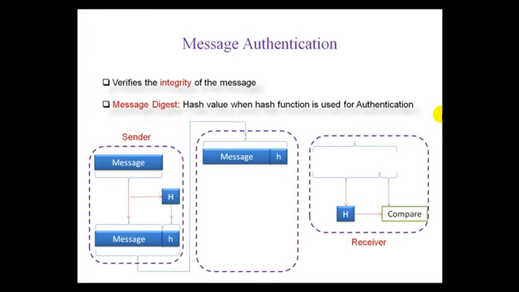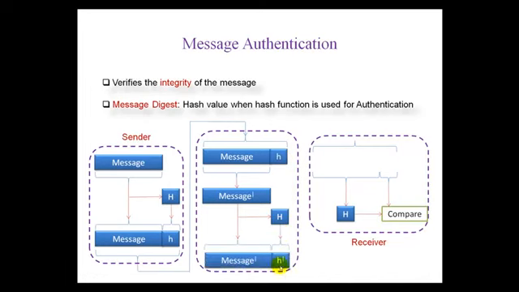He will change the message to message dash or message cap. The new message will be used to generate a new hash value using the hash function h, and this hash value will be different from the original hash value. The new hash value is appended to the message, and this message appended with the new hash value is transmitted to the receiver. You can see here, the message is changed and the corresponding hash value is computed by the hacker, and now this message is transmitted to the receiver.